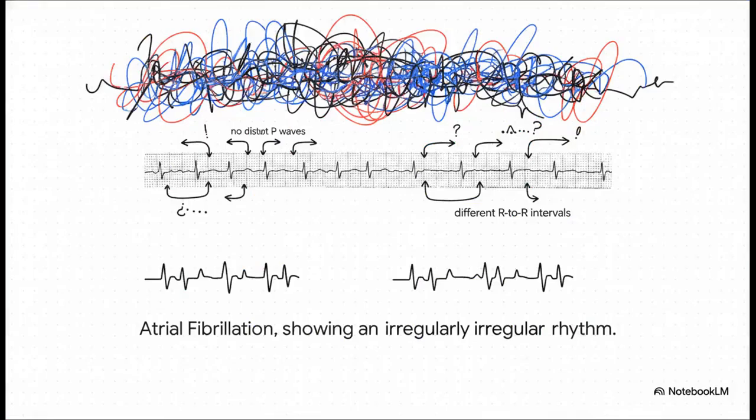And this strip shows you exactly what that chaos looks like on paper. Look for two things. First, can you find any consistent P waves? Nope. The baseline is just this messy fibrillatory wave. Second, try measuring the distance between any two of the QRS complexes. Go ahead. You'll find that every single one of them is different. That is the very definition of an irregularly irregular rhythm.